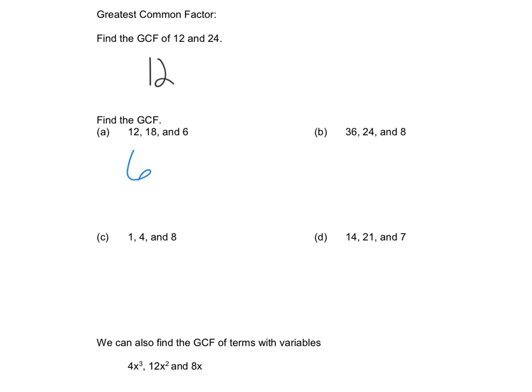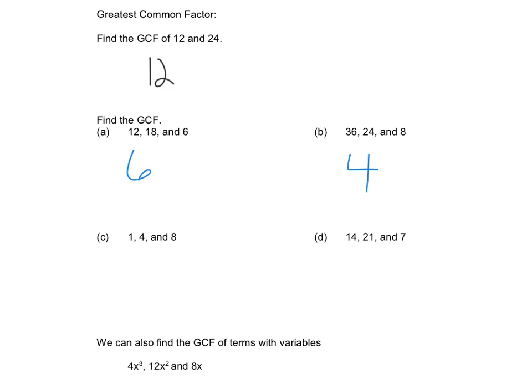All right, for B, let's go with Kyle. Okay, so 4 goes into 8, 4 goes into 24, and 4 goes into 36. Well, what about 8? 8 goes into 8, 8 goes into 24. Does 8 go into 36? Not evenly, at least. Right? Because 8 goes into 32 or 40, but not 36. So then our GCF there is going to be 4.